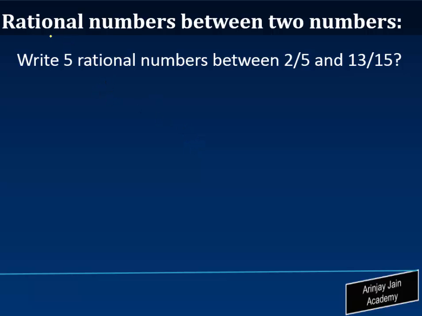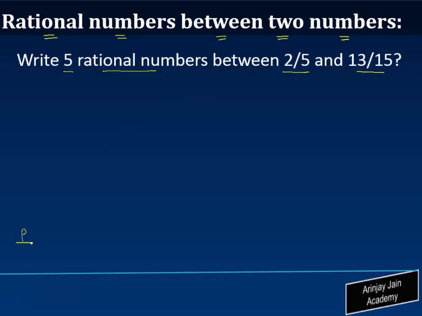In this video, we are going to learn how to write rational numbers between two given numbers. Write 5 rational numbers between 2 upon 5 and 13 upon 15. Before we get into doing this question, let me recall what a rational number is.